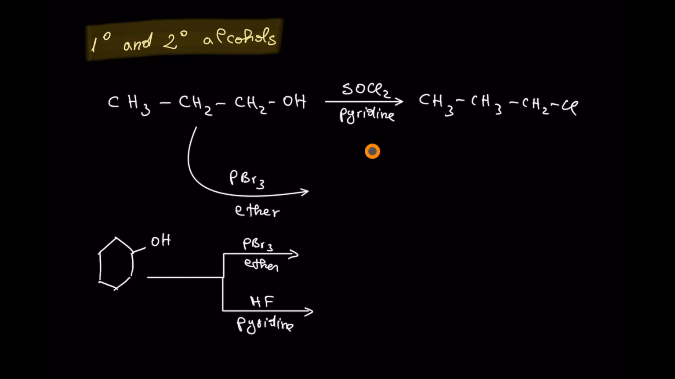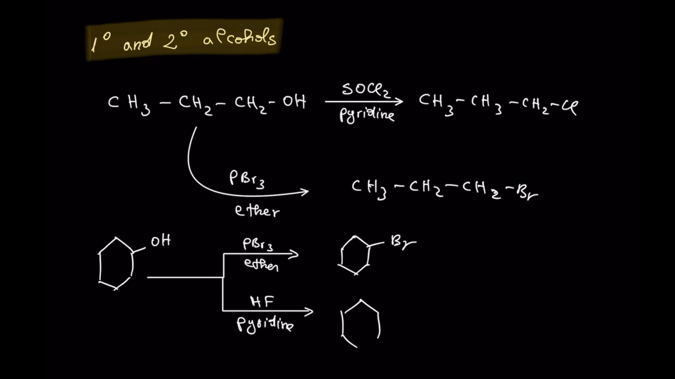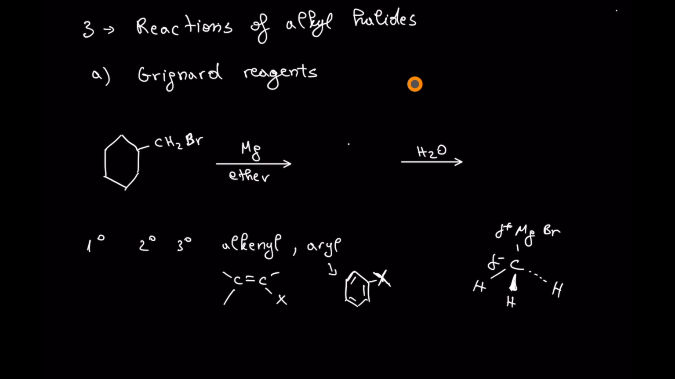Okay, so can you give a name for this one? 1, 2, 3 carbons, it is 1-chloropropane. And this one here is going to give the brominated one, depending on your need. Again, with secondary alcohols, or if we treat with HF and pyridine, you're going to have the fluorinated one.